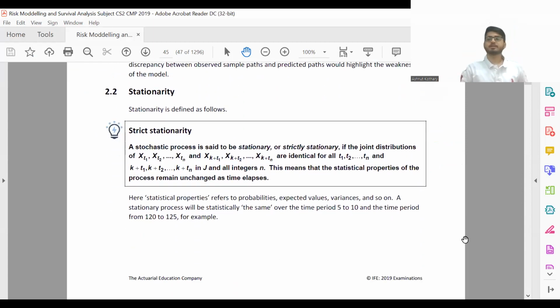Now in stationarity, just keep in mind, we have 2 types of stationarity. One is called strictly or strict stationarity. The next one is weak stationarity. What do we mean by strict and weak? We are gonna see. So first write the definition of strict stationarity. It's here highlighted in bold. So do take this down.